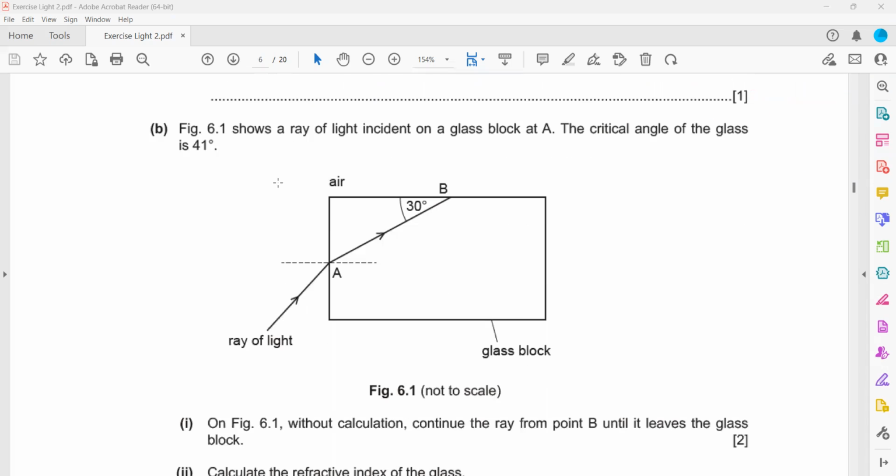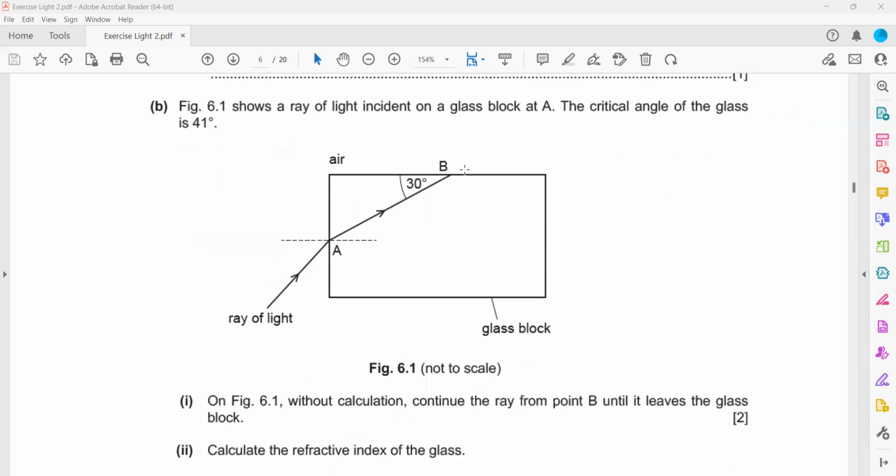The next question: Figure 6.1 shows a ray of light incident on a glass. The critical angle is 42. On the figure, without calculation, continue the ray of light until it leaves the glass. First thing, we'll draw a normal. When we draw a normal, what will this angle be? 60, because 90 minus 30. So this angle in the glass is 60 and they mentioned the critical angle is 41.